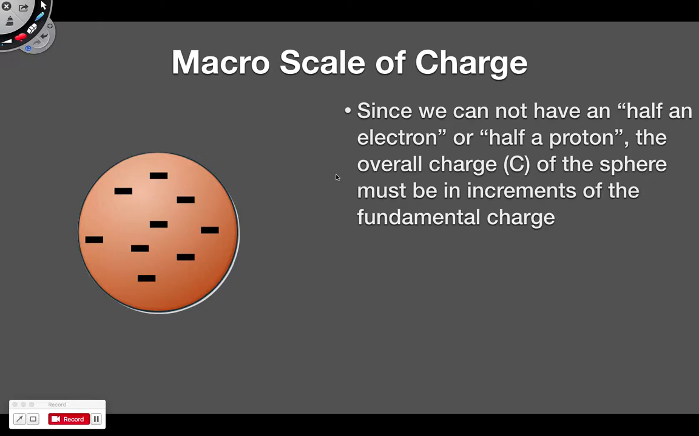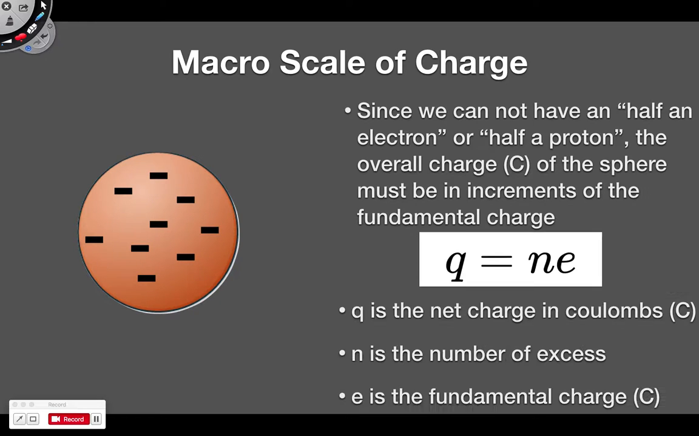But either way, we must have increments. You can steal one electron, two electrons, three electrons, four electrons, five electrons. So you can find how much charge by multiplying the fundamental charge by the number of excess. You can find out how many electrons have been taken away or added, how many protons are in excess, things like that.